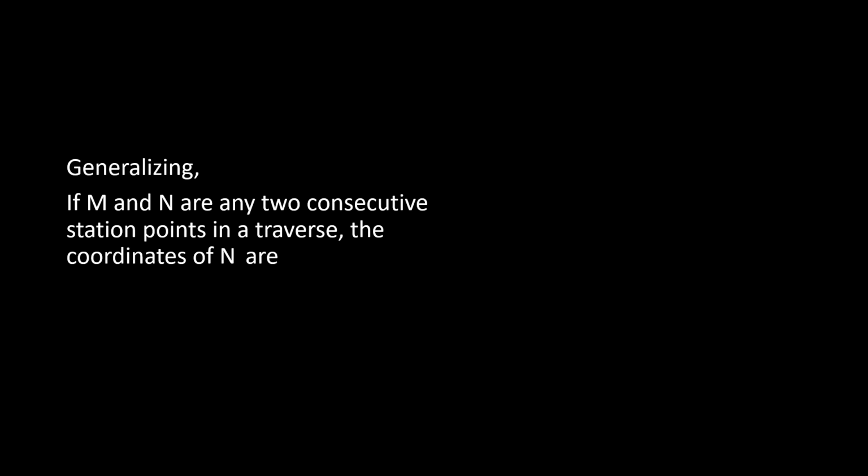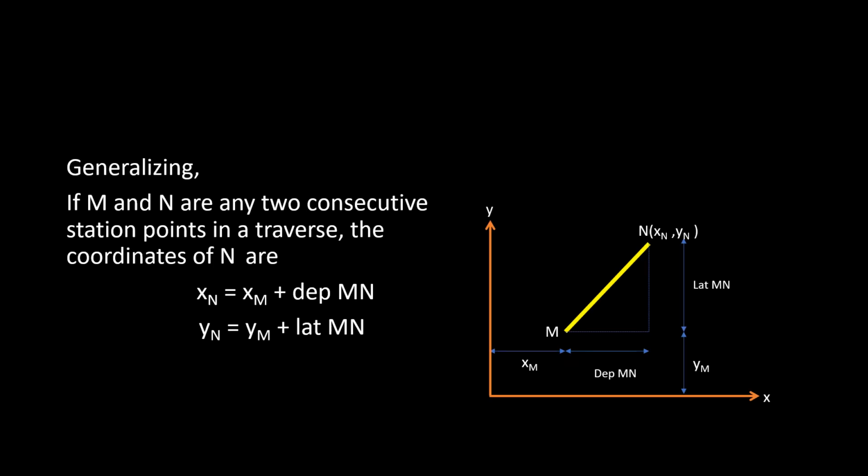We now make the following generalization. If M and N are any two consecutive station points in the traverse, then the coordinates of N are x sub n equal to x sub m, the x-coordinate of the preceding station M, plus the departure of the course MN, and y sub n is equal to y sub m, the y-coordinate of the preceding station, plus the latitude of the course MN. So x sub n is simply the sum of x sub m and the departure of MN, and y sub n is the sum of y sub m and the latitude of MN.